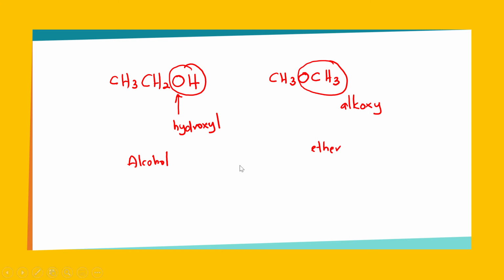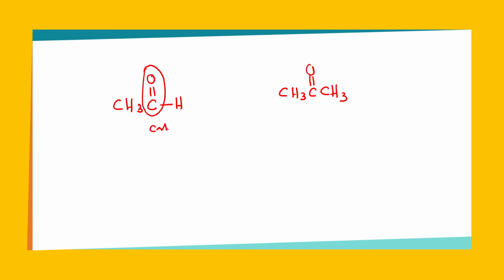Okay, next, what about this? CH3, C double bond O, and H. And another one, we have CH3, C double bond O, CH3. Okay, so we have C double bond O and also C double bond O. So the functional group here is carbonyl, and this one also.